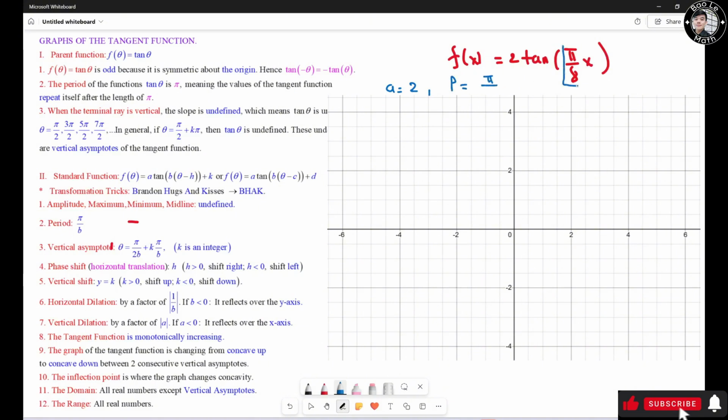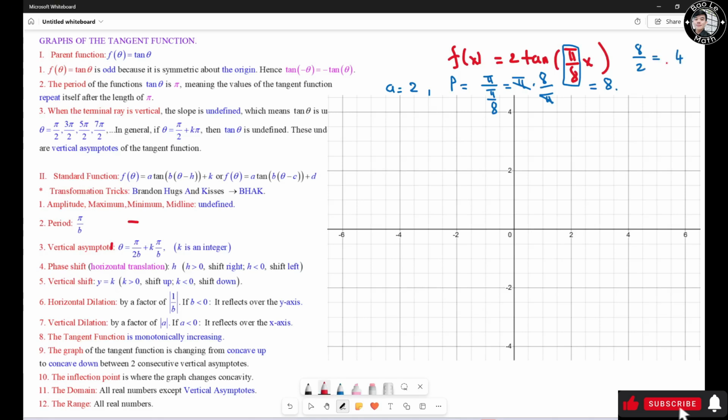And the period is going to be pi over b. b in this situation is pi over 8, so it's pi times 8 over pi. Pi and pi cancel out, so the answer should be 8. Now, once you have the period, you take the period divided by 2 to get the vertical asymptotes. So 8 divided by 2 is 4.